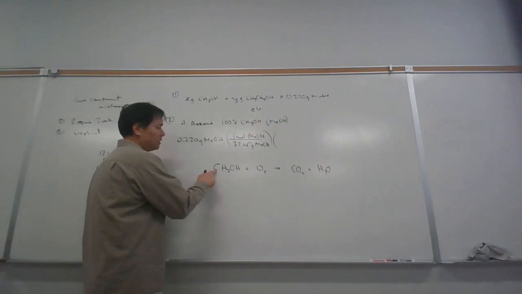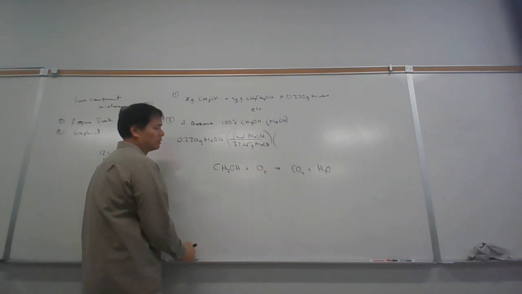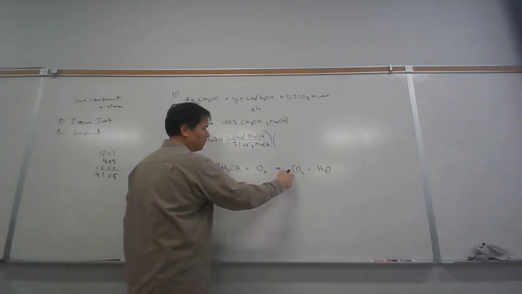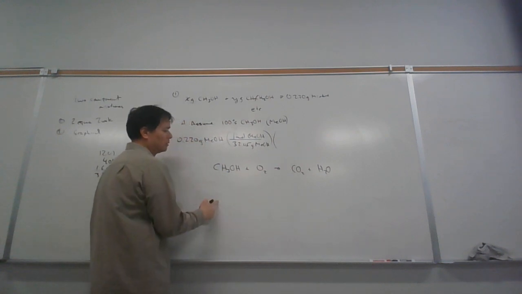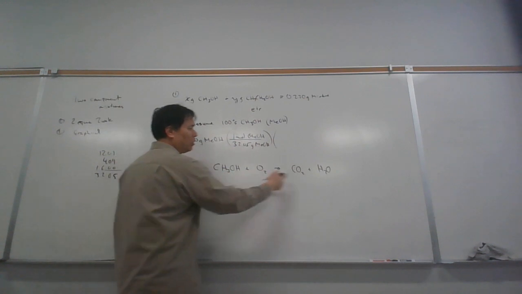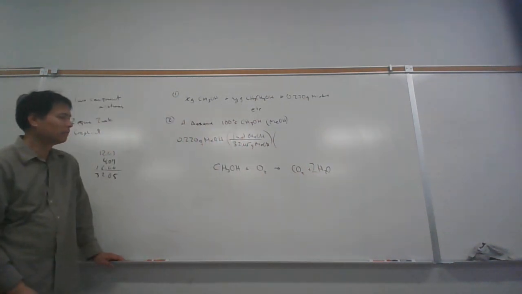All right, so balancing this, I leave oxygen for last because that only has one element. Everything else has more than one element. And so here, methanol, we have one carbon. The carbons are balanced. Methanol has 4 hydrogens, 3 plus 1. Water only has 2, so we'll double it, make 4 hydrogens here.